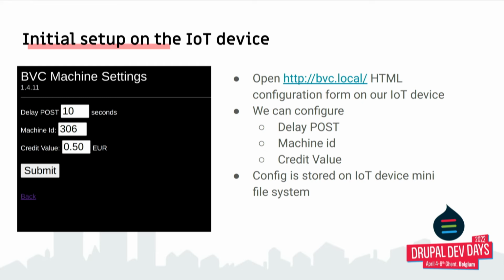The initial setup on the IoT device, this is the HTML form I was mentioning before. It has a machine ID, and we're using 306. I think this is the ID of our test machine. Credit value 50 cents, and one good thing there is the delay post.